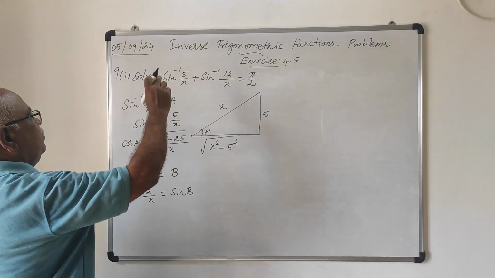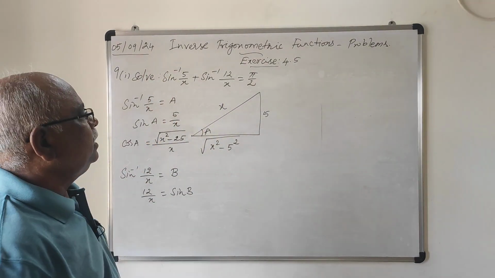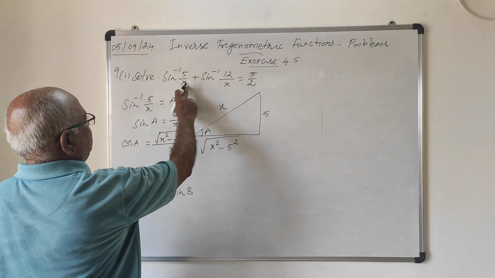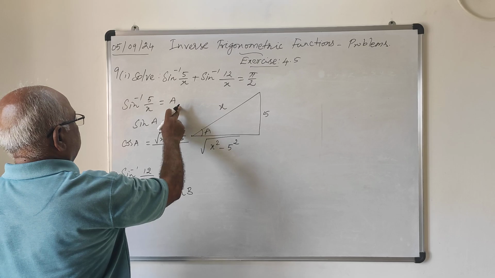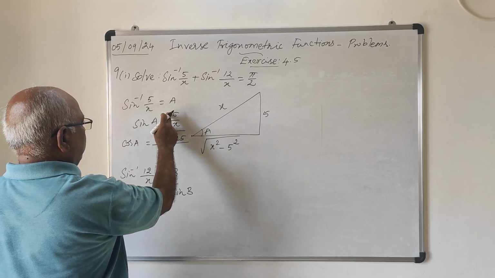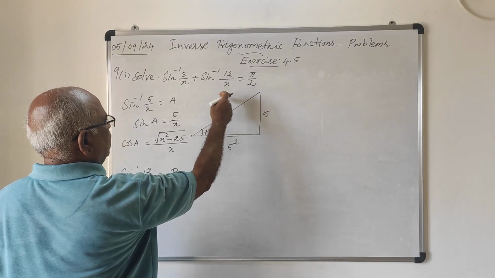To solve this equation, we have to find the value of x. That is our problem. Consider sin inverse of 5 by x as A. Therefore, sin A equal to 5 by x, that is, opposite by hypotenuse.